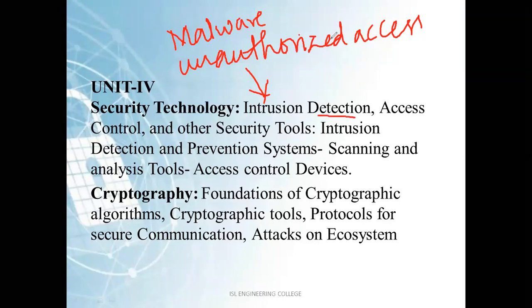Now, detection means when you get to know that there is an unauthorized access, how you are going to secure the type of data that is present within the system. How you're going to secure the computer, or how you're going to secure the entire network. The next one is access control.